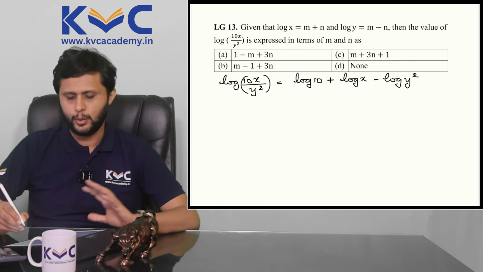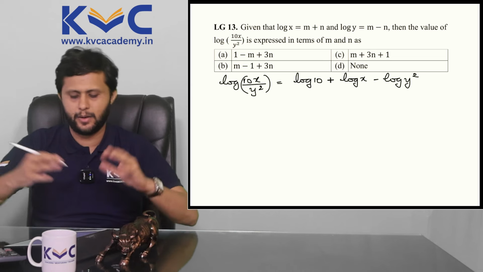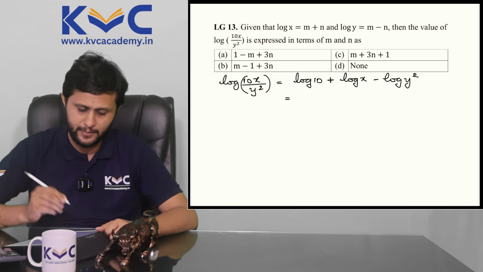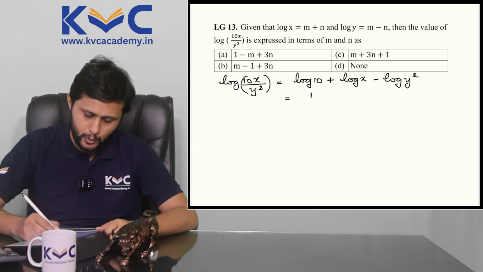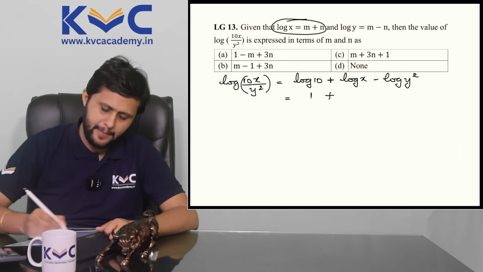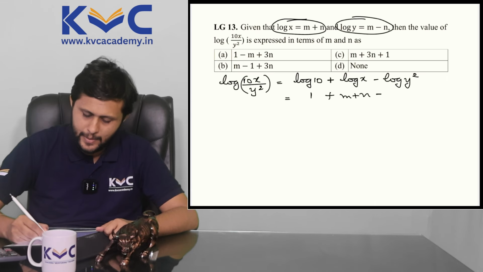No doubt here; log m plus log n or log m minus log n, all taken together. How much is log 10 to the base 10? I just told you in the previous problem. Log 10 to the base 10 is 1. How much is log x? Log x is given, right? How much is it? m plus n. Okay, we have m plus n minus.